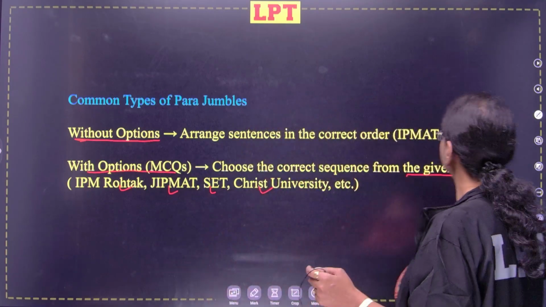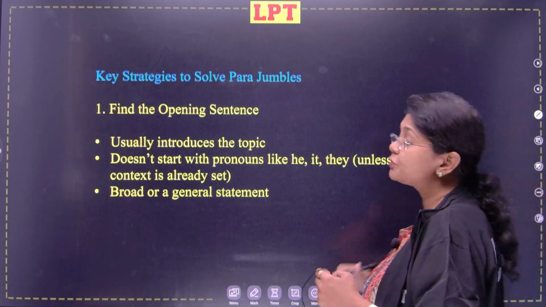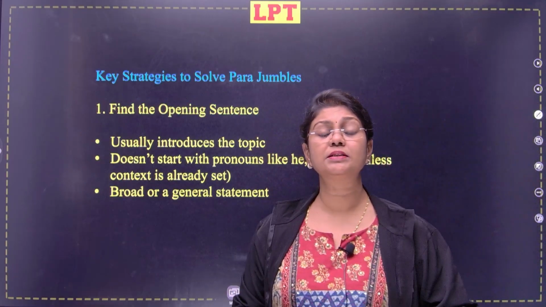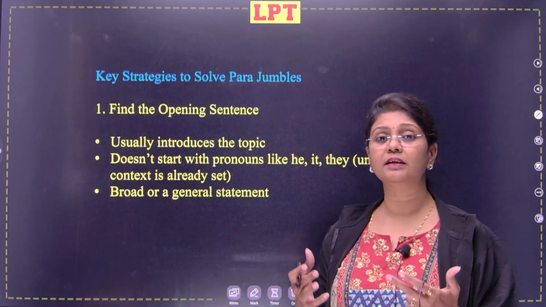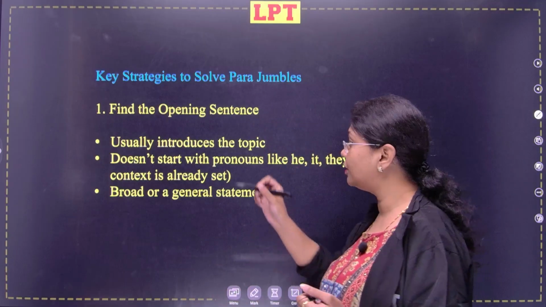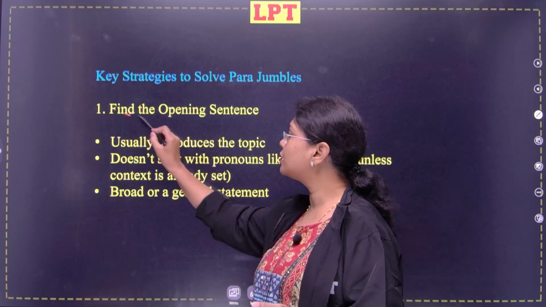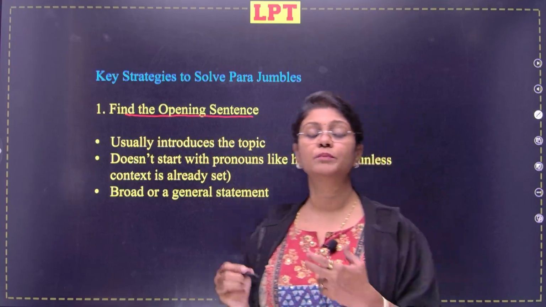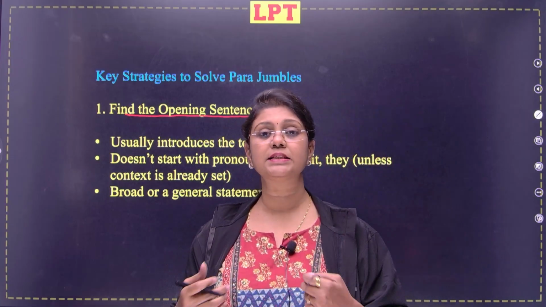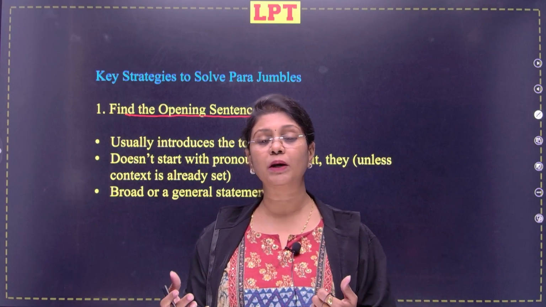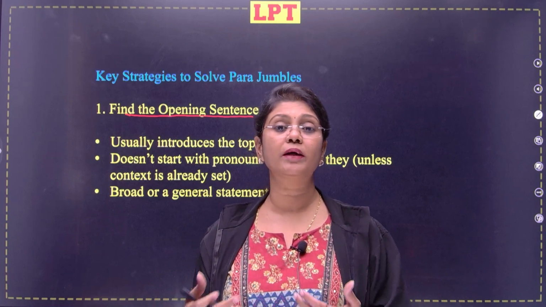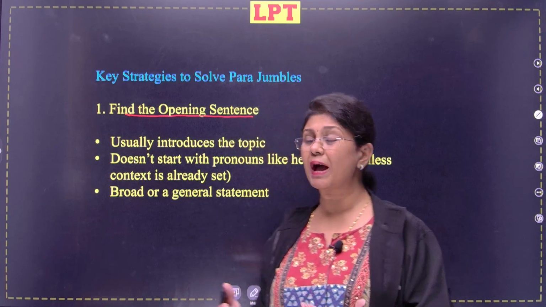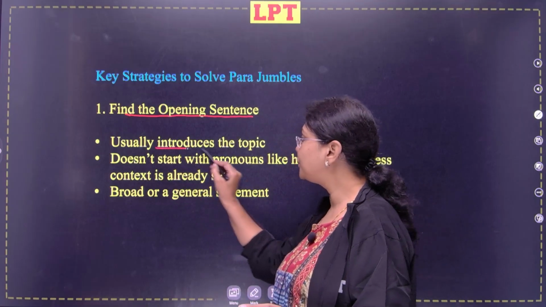So remember that. Then, strategies to solve parajumble questions. How do you go about solving a parajumble question? There is a certain pro forma that you can follow. First, of course, we talk about finding the opening sentence. Out of these 4 or 5 sentences, understand that it's always an edge to those individuals who can figure out the opening sentence of the paragraph. It usually introduces the topic.